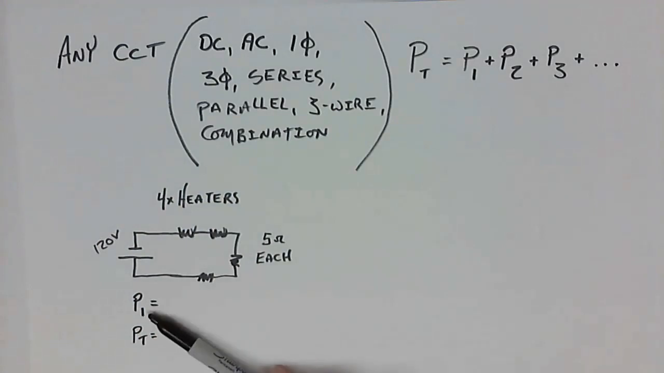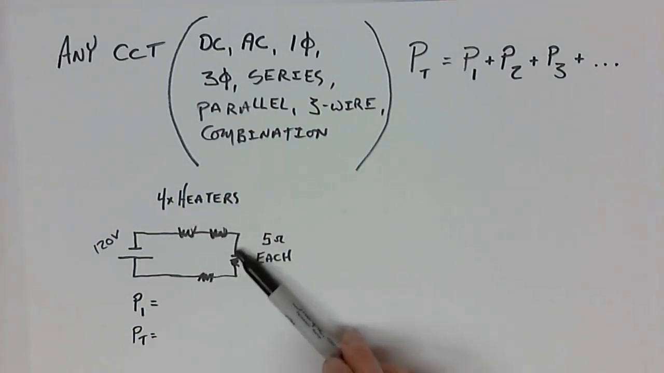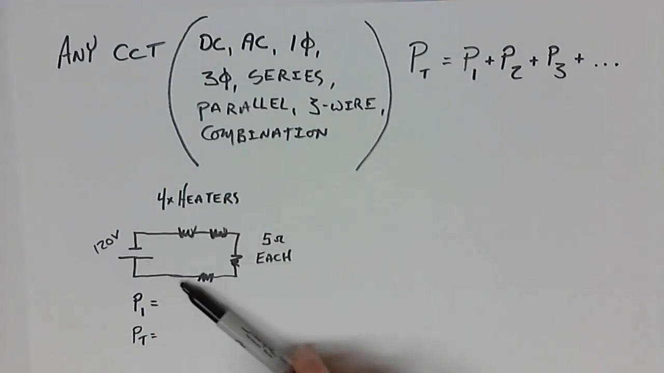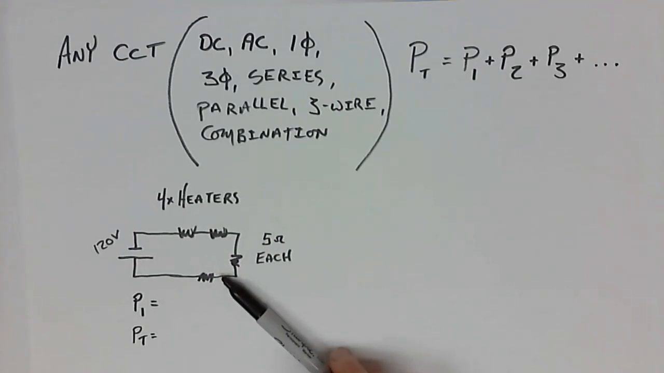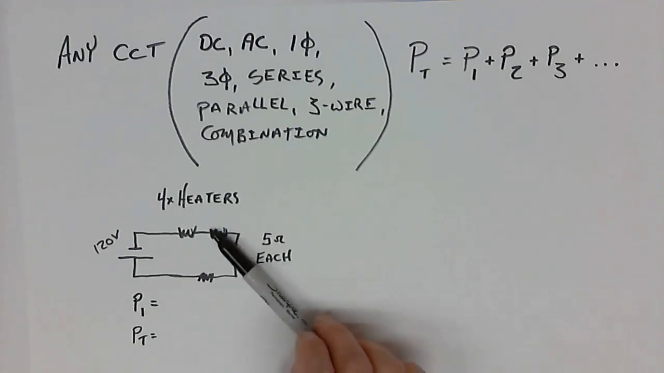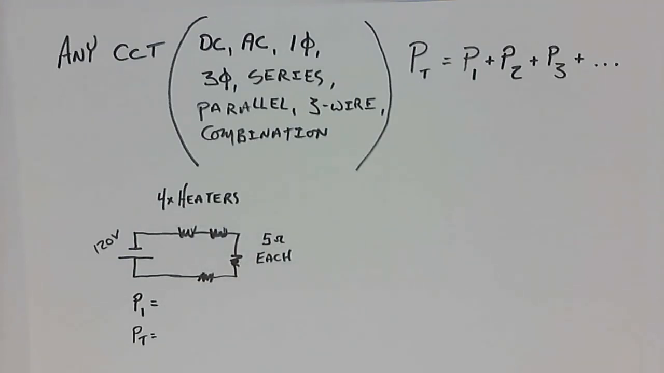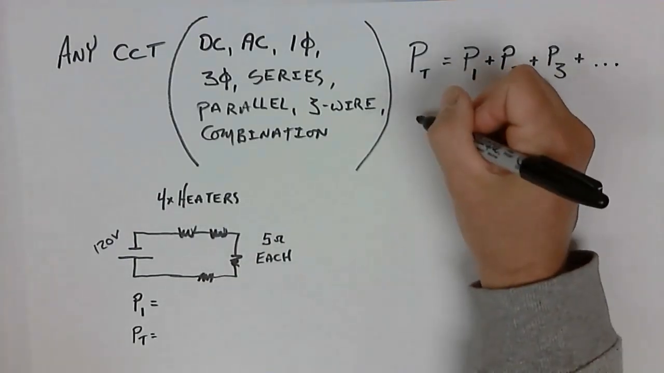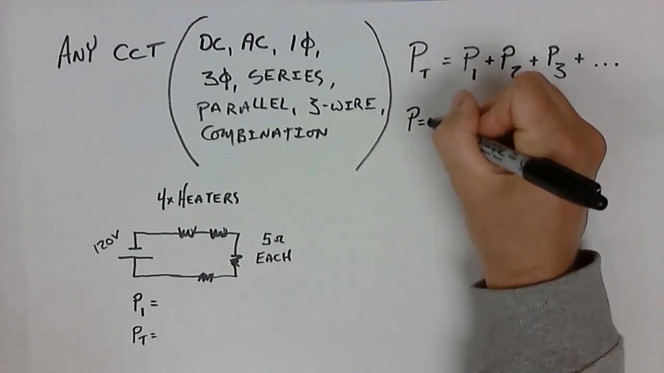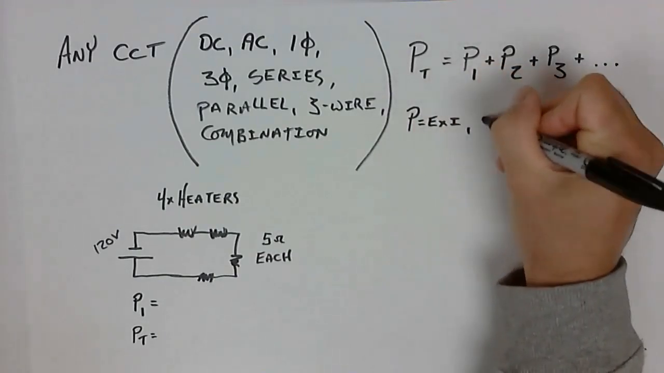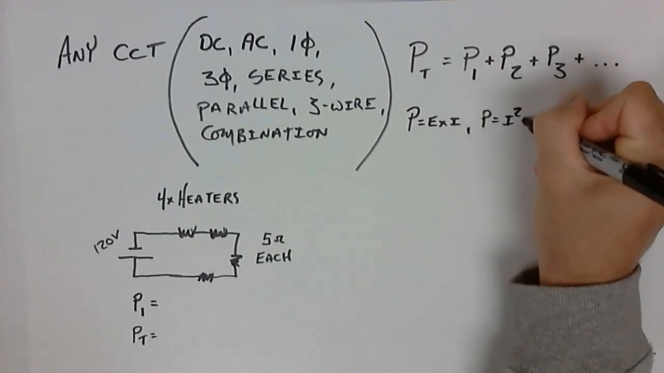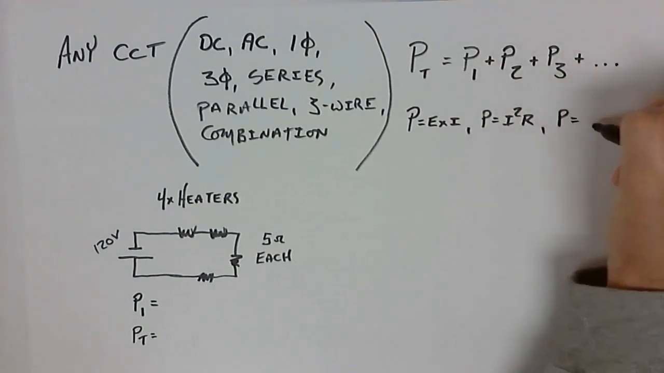So if we want to work out the power of one of these, we need to first know what the current flowing through the circuit is. Another way of achieving our end result would be to simply work out what the voltage is across each, because remember, it doesn't matter what equation I use. I can use this one, I can use this one, and I can use this one.